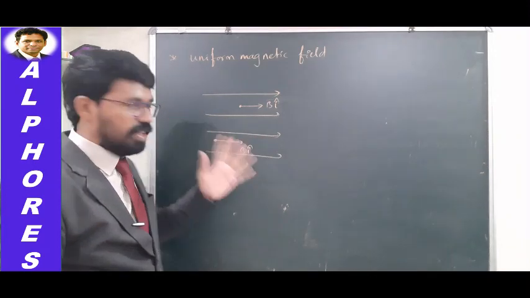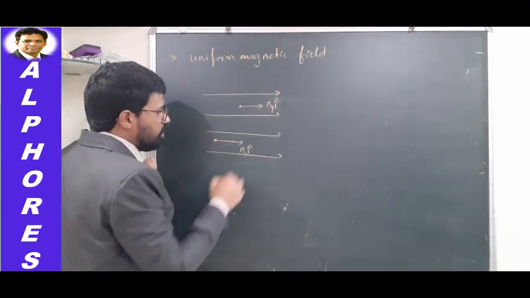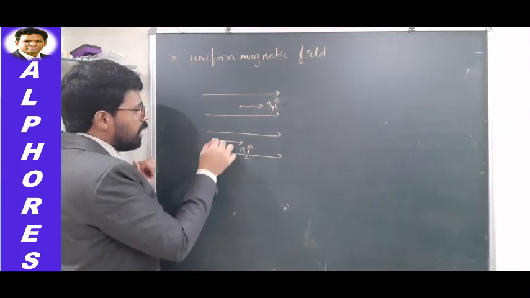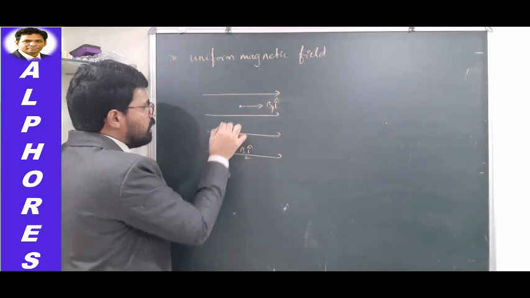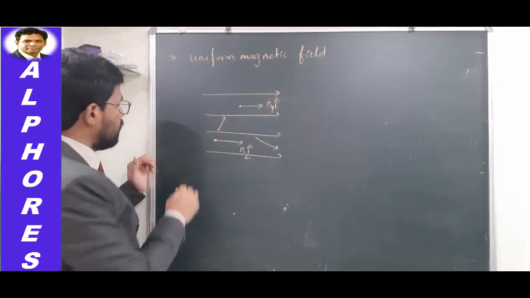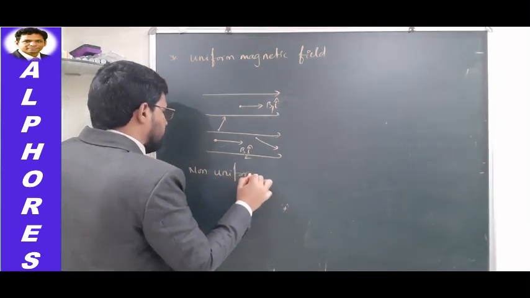And if this fails, like here, let us say there is one magnetic field and here another magnetic field, and both have different magnitudes, or the direction is different. Let us say here the direction is like this, and here the direction is like this. If that is the situation, you call such a magnetic field a non-uniform magnetic field.